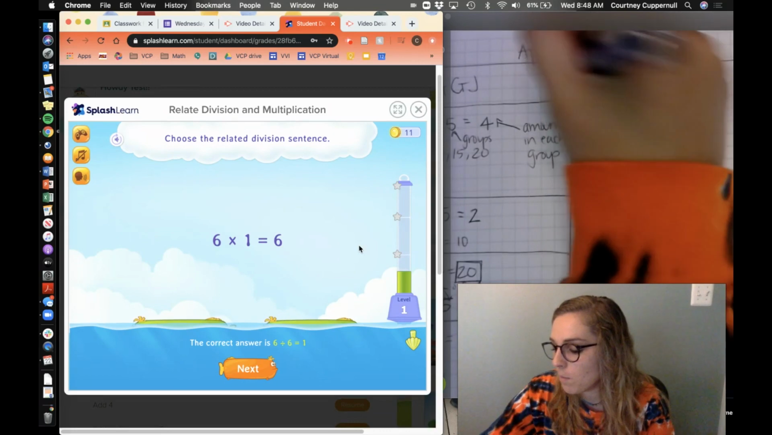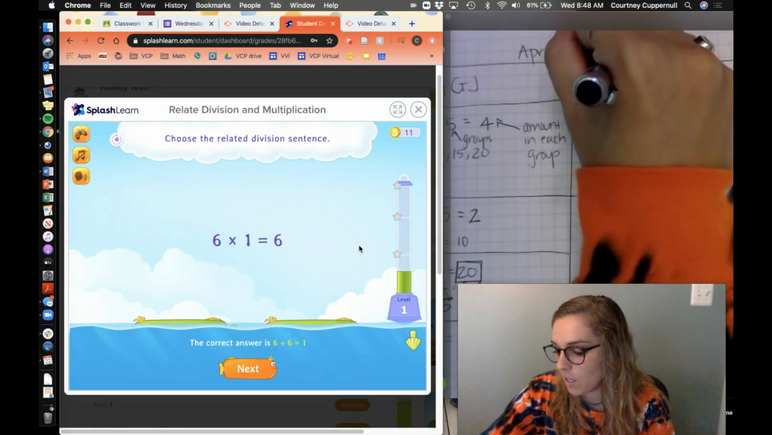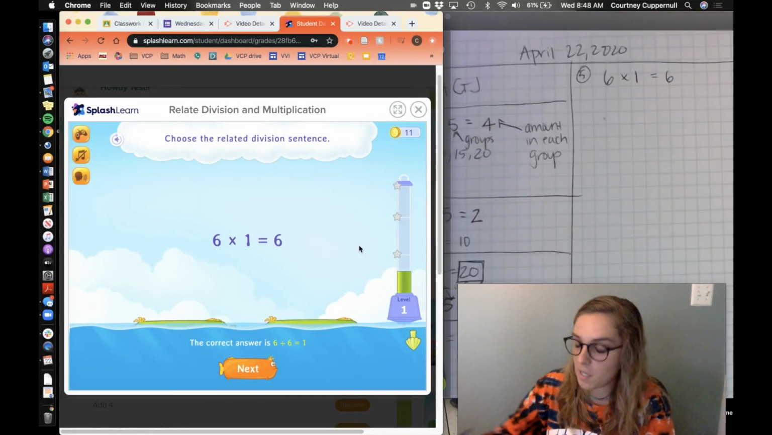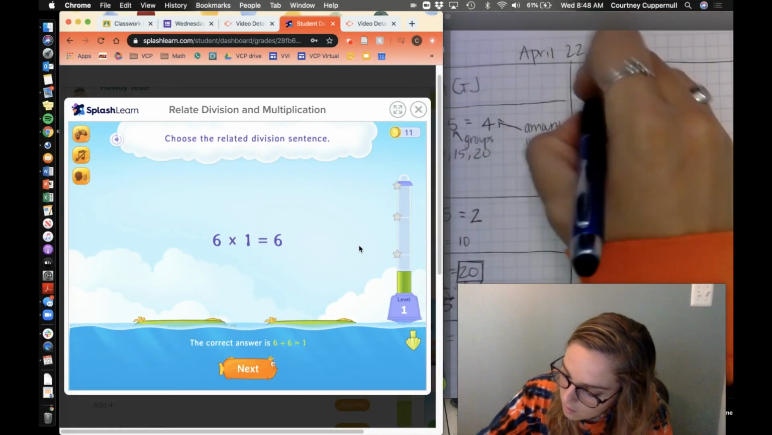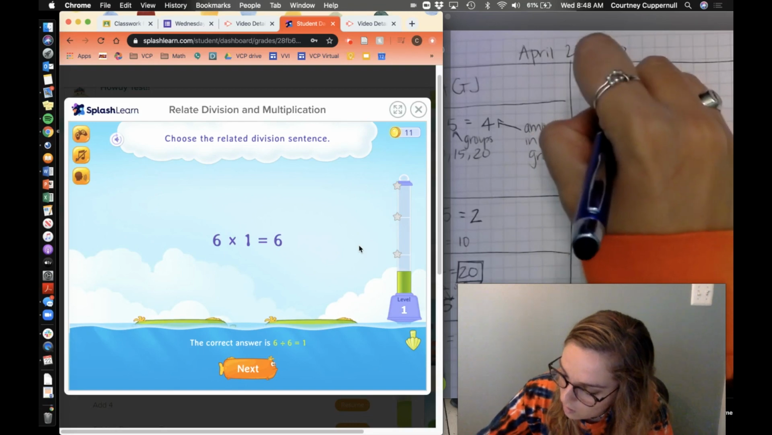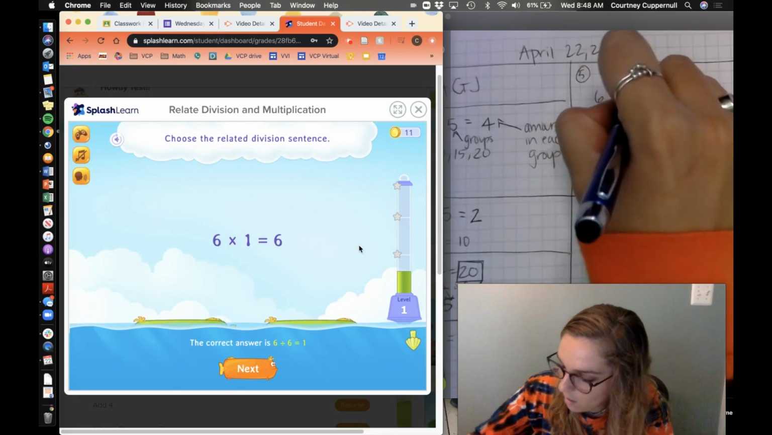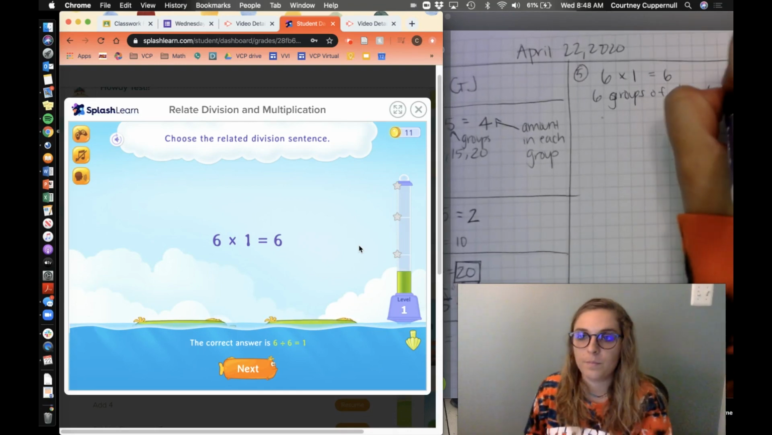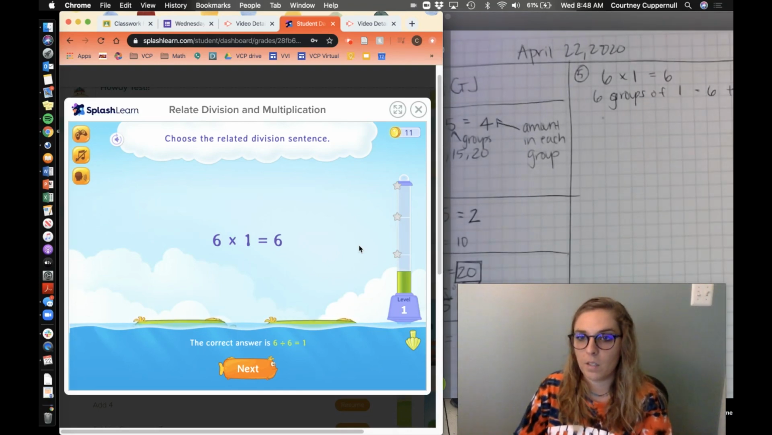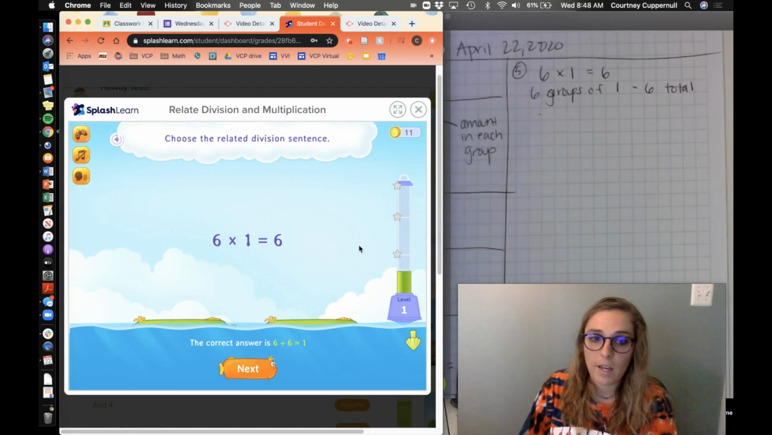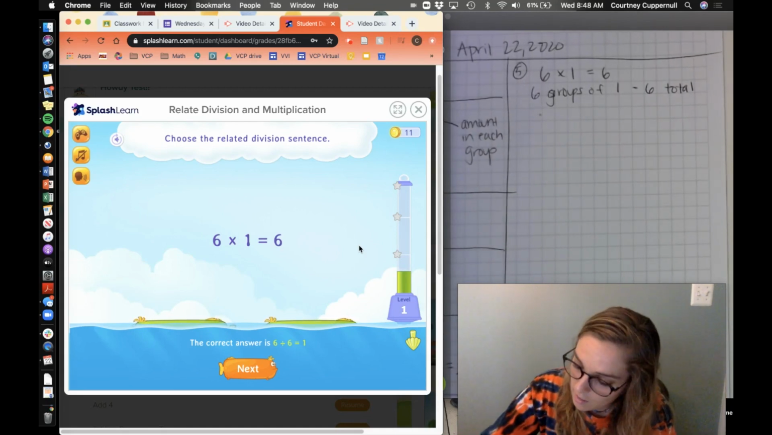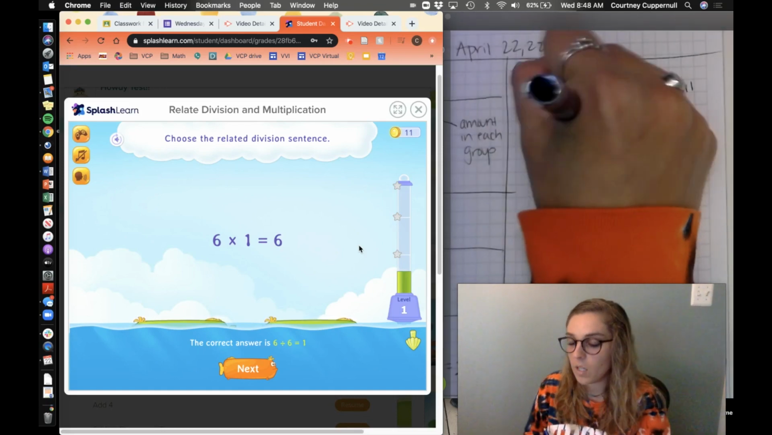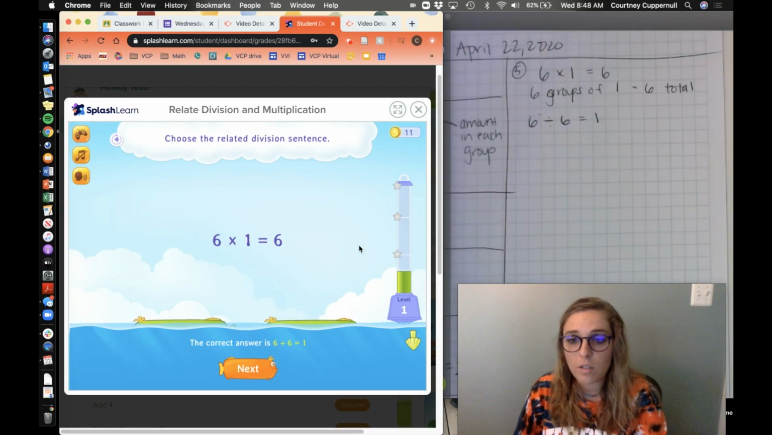So first write the multiplication equation, or whatever the first equation is that they give you. And I want you to translate it into words. So in this case, I know that this is 6 groups of 1 equals 6 total. I'll move it so you can actually see all of my writing. Now, it tells you the correct answer is 6 divided by 6 equals 1. What I want you to do with the division equation is also write it in words.